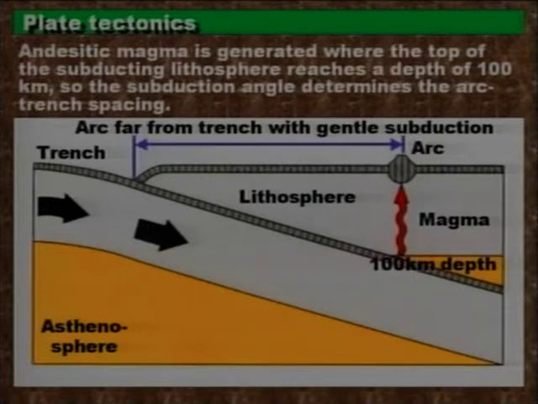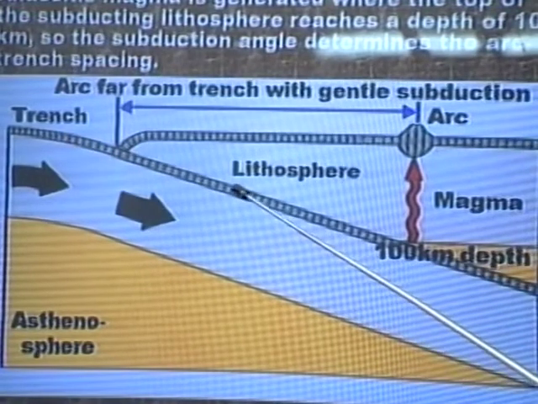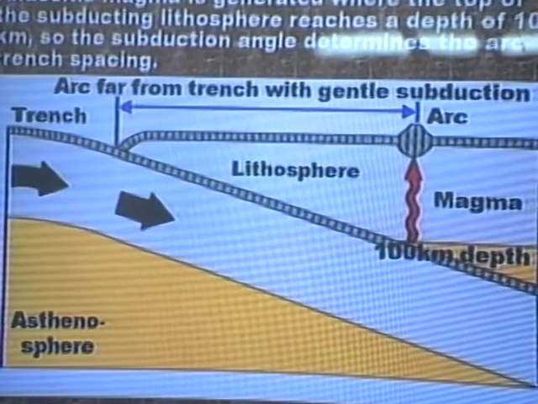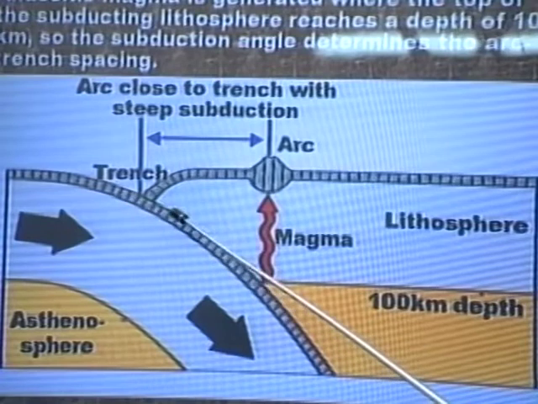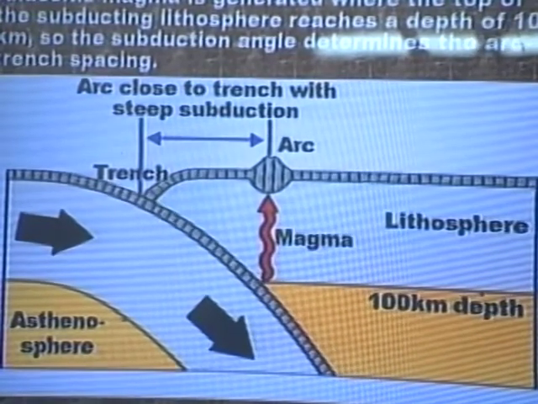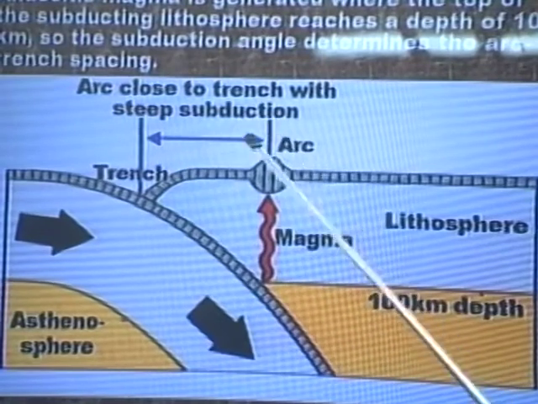If the subduction angle is gentle, the arc trench distance is going to be greater. Here, it tells us that the andesitic magma is generated where the top of the subducting lithosphere reaches a depth of 100 kilometers. So the subduction angle determines the arc trench spacing again. If you look at the subduction here in comparison to the first one, the first subduction here is steeper. Therefore, the spacing is shorter or smaller.